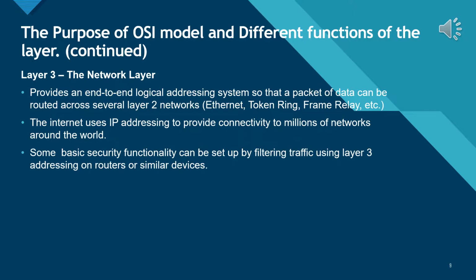The third layer, which is the network layer, provides an end-to-end logical addressing system so that a packet of data can be routed across several layer 2 networks, such as Ethernet, token ring, frame relay, etc. The Internet uses IP addressing to provide connectivity to millions of networks around the world. Some basic security functionality can be set up by filtering traffic using layer 3 addressing on routers or similar devices.